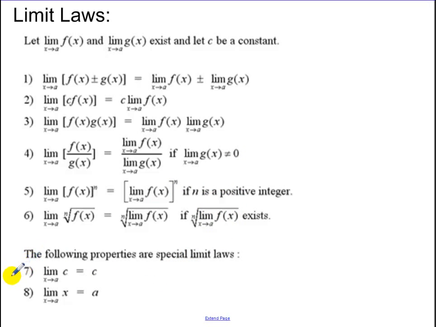And then these bottom two are the most important ones. The limit of a constant is that constant. The limit as x goes to some value a of just regular old x is equal to a. Because if you think about it, that function there is y equals x. And we know if y equals x, x and y are the same thing. So you can just plug in a for x and get our value.